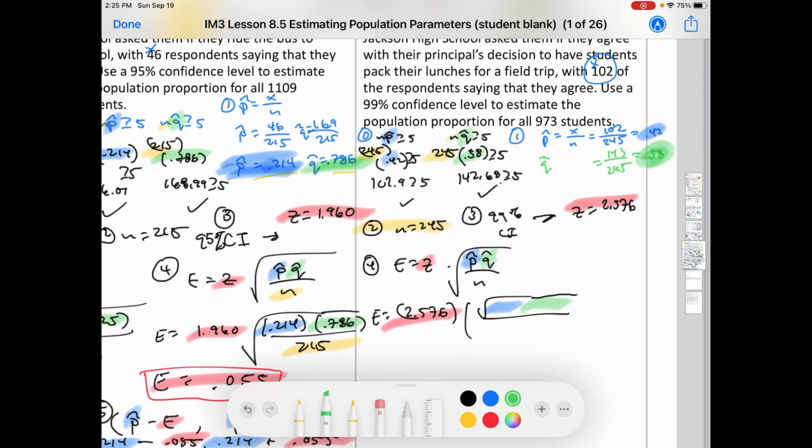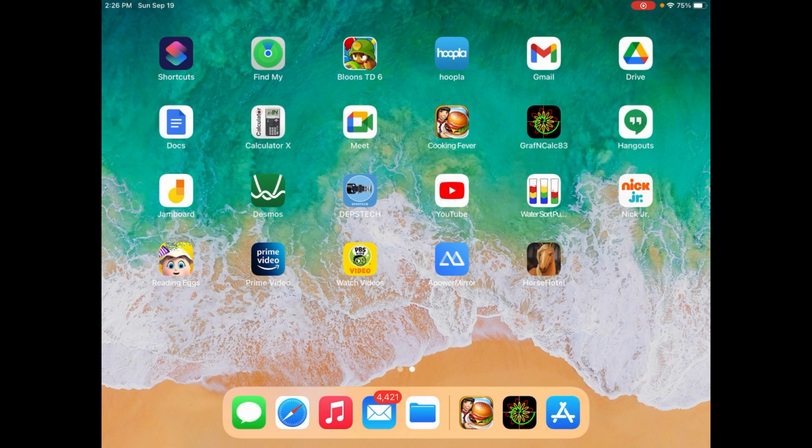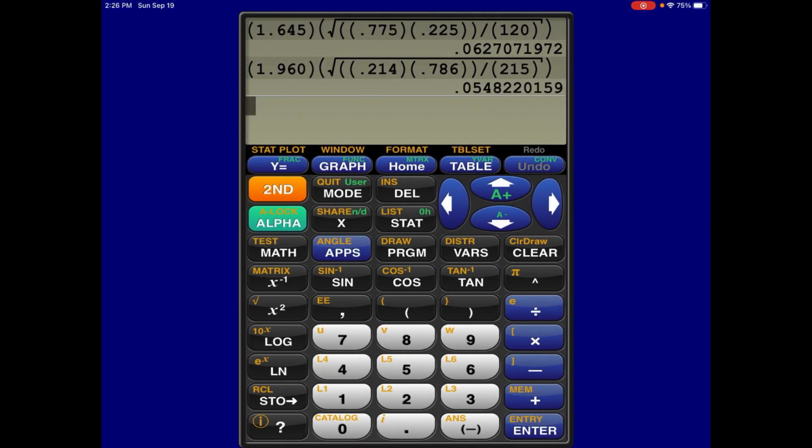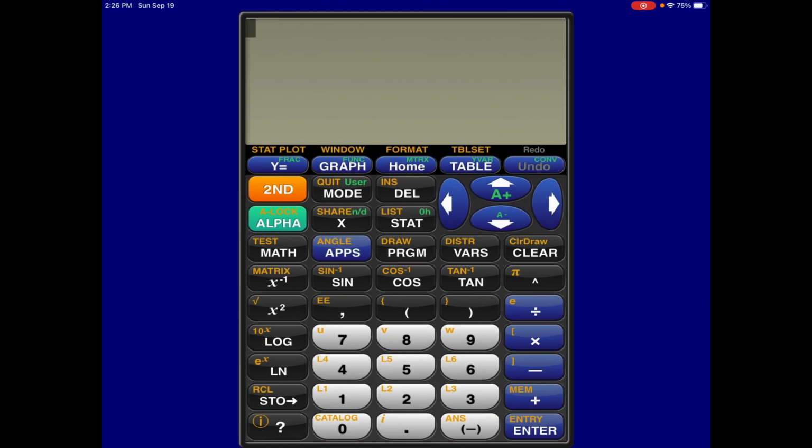And then our N value, which is 245. Wrong color. 245. Okay, so 0.42, 0.58, and 245. Let's take a picture. Put it into the calculator. You want to see me do it all at once? Sure.